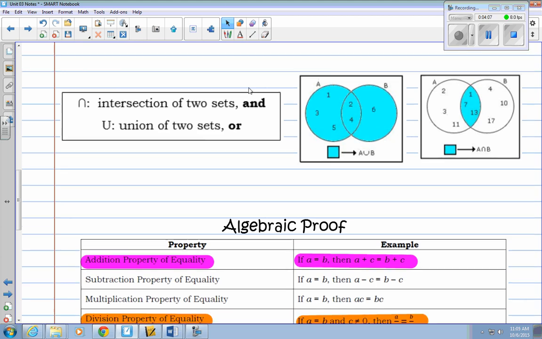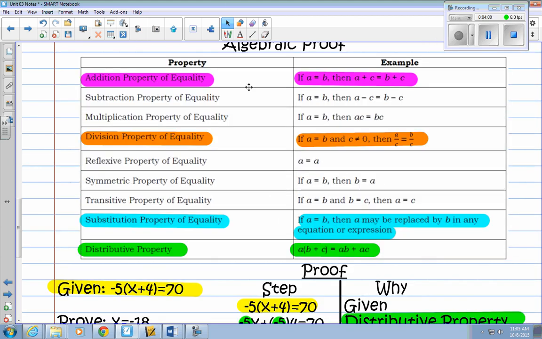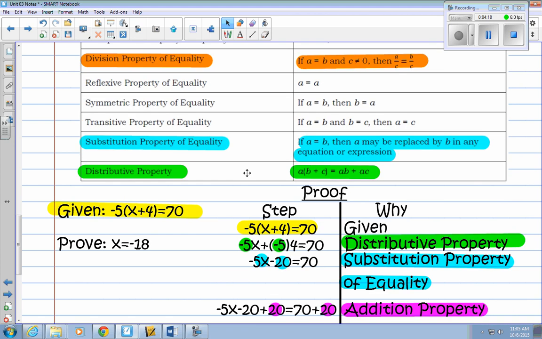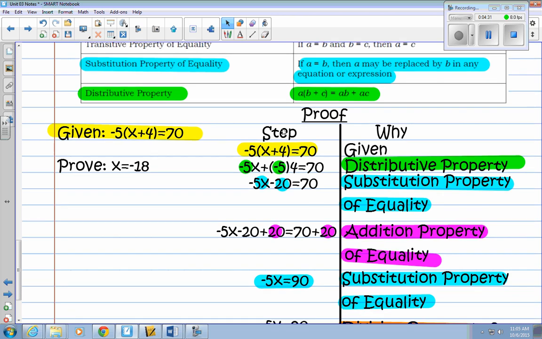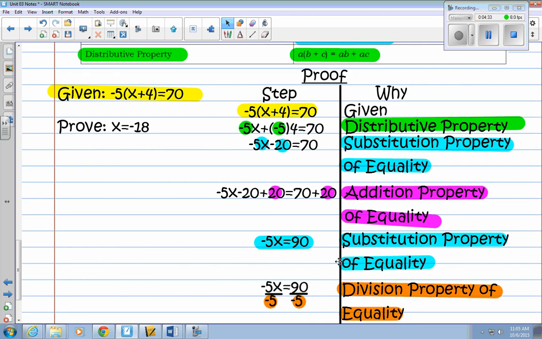All right, and finally, we're going to talk about algebraic proof. You do not need to copy these down. These are already included in your notes. However, these do need to be memorized. We will be using these to prove why an equation is solved the way it is. So we're given an equation and we need to prove that the answer is true. To do that, we're going to set up two columns. In the first column, we're going to solve our equation, but in the second column, we're going to write why. That's called the justification column.